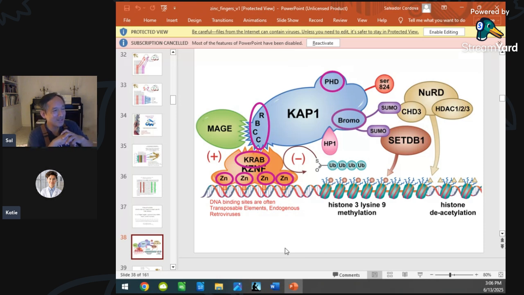So do you have any questions? Looking at this diagram, is this occurring during transcription? It can. In this case, before transcription, sometimes there's a lot of silencing or activation.